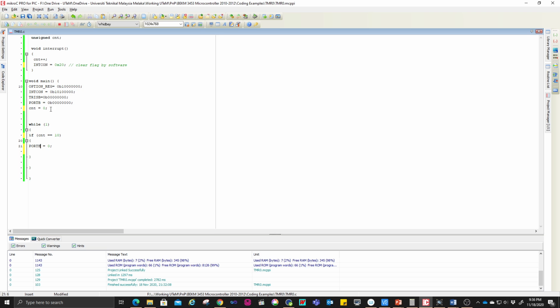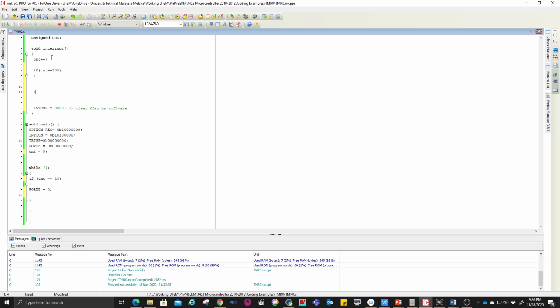Okay. So let's look at the interrupt. For the book, you can see that for the interrupt here, the count plus plus, then if count is equivalent to 200, then what happens here, this is the bracket, your count will be reset back to 0, and then your port B value of the voltage is going to be all 1. 0xFF is equivalent to 0b11111111. Then that's all.